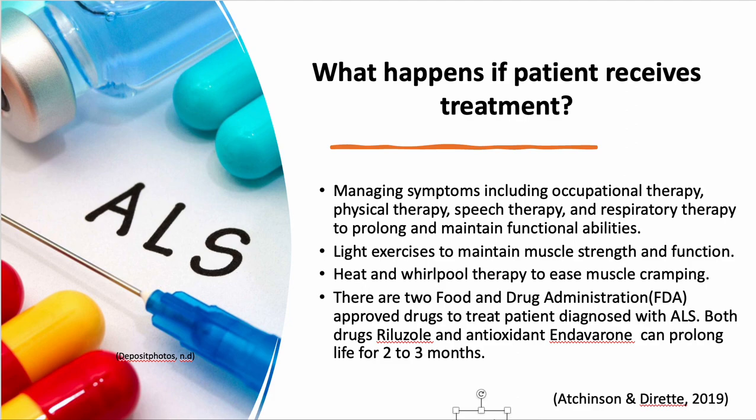What happens if a patient receives treatment? Managing symptoms, including occupational therapy, physical therapy, speech therapy, and respiratory therapy, to prolong and maintain functional abilities. Light exercise to maintain muscle strength and function. Heat and whirlpool therapy to ease muscle cramping.